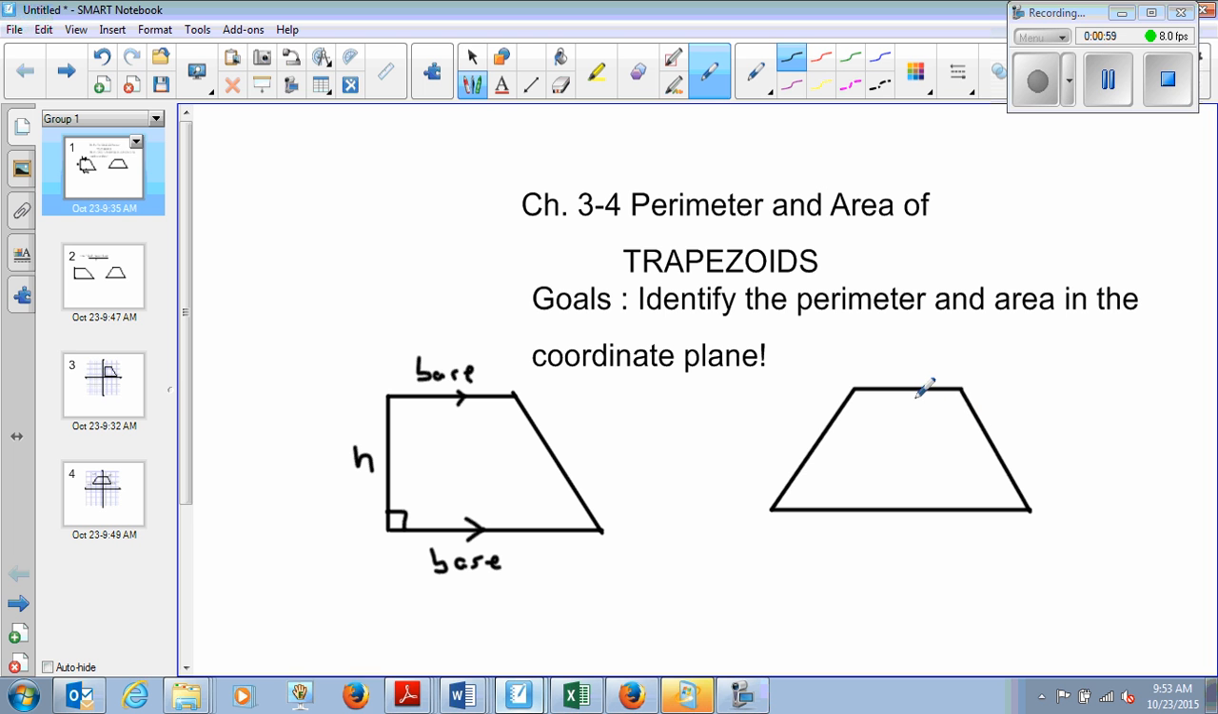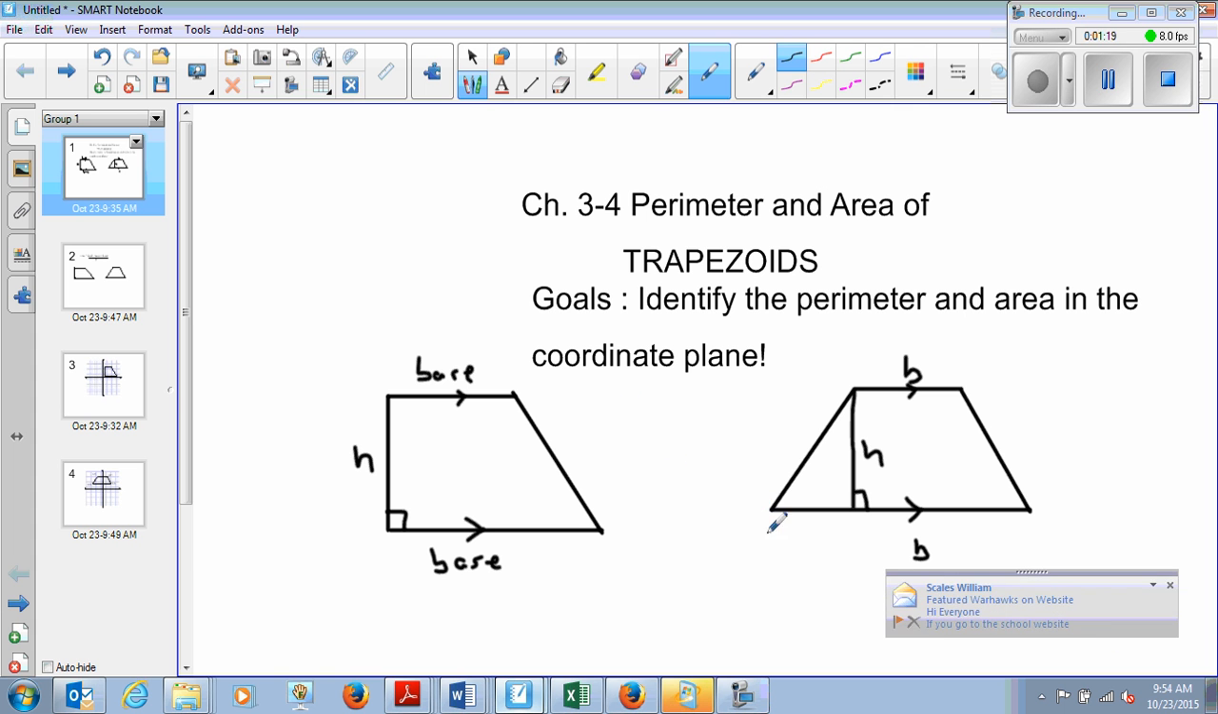And then we have some that look like this, where we have our two parallel sides. Again, that's going to be your base, that's going to be your base. But I don't see a height in here, so sometimes we've got to draw a straight line down and create our own 90-degree angle so that we can find our height. Let's go ahead and look at some problems here.